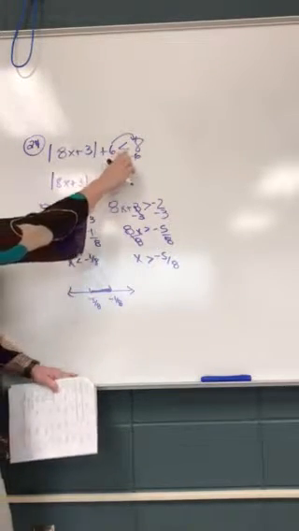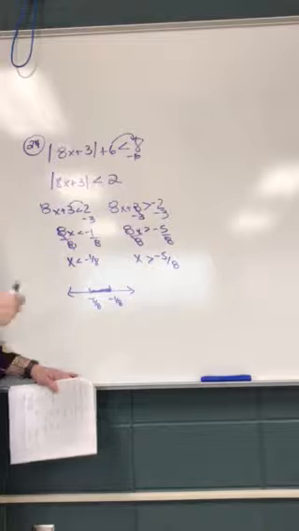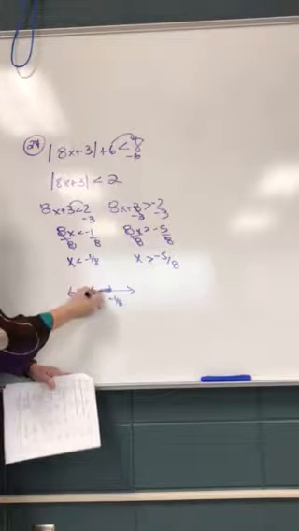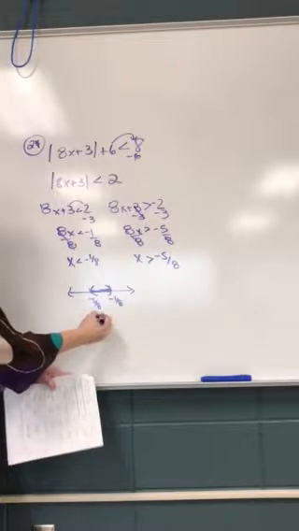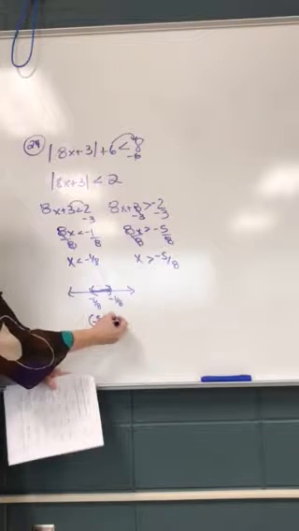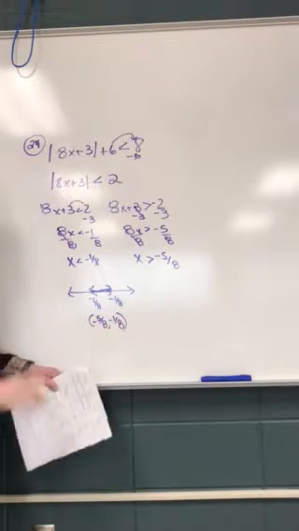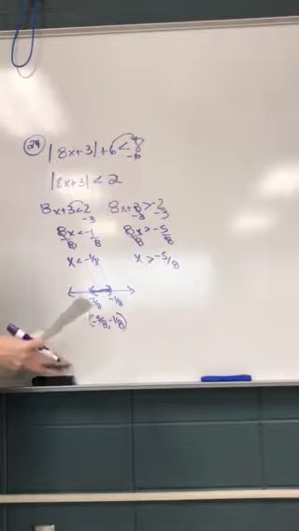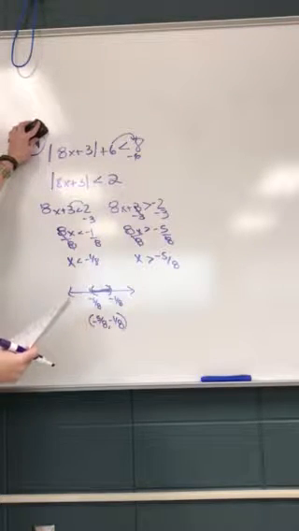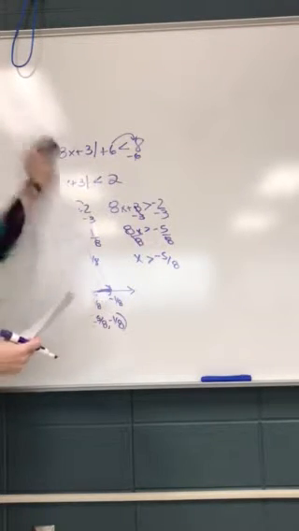Now, because there is no line under it, no equal sign, that means we're not including the endpoints, so it's parentheses. So the interval is things from negative 5/8 to negative 1/8. It's a small interval. Okay, that's answer C.